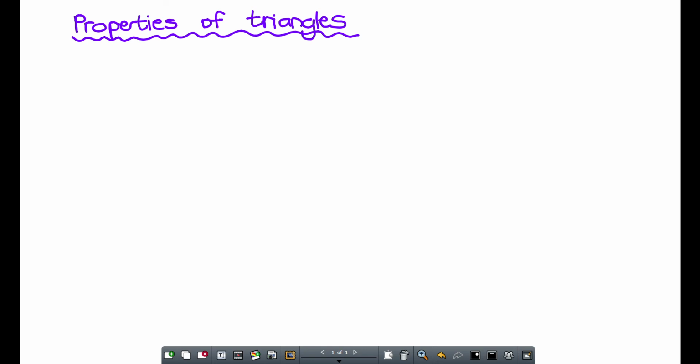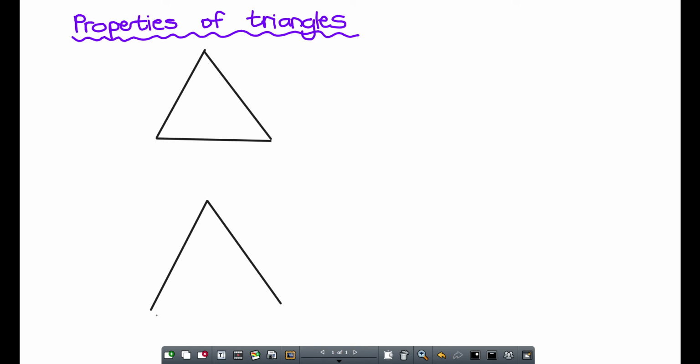So, there's two properties about triangles that we have got to know. So the first one, number one, is that the sum of the interior angles of a triangle is 180.